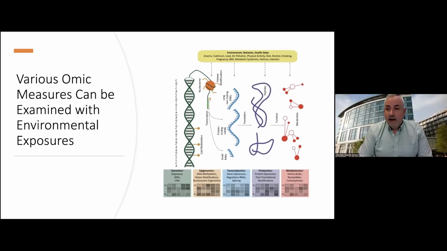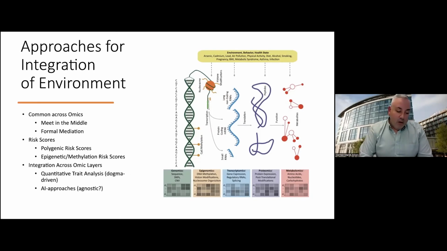When we think about integrating environment and omics, we can think of various layers of biological features that can be looked at. So it could be genomics or epigenomics, transcriptomics, proteomics, or metabolomics, and other features now, as we think more and more about the different layers of biology that are involved in the disease process. When we're doing this, we can think of a few approaches for integrating the environment into these biological signals. Some of these approaches might be common across these different biological features.